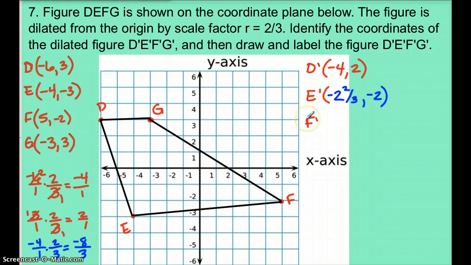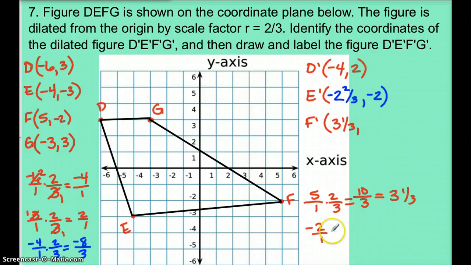For F prime, we have 5, -2, so put this down over here. I have 5/1 times 2/3, go straight across, 10/3, and that ends up being 3 1/3 when you divide that out. The second coordinate for F was -2, so I'm going to have -2/1 times 2/3. Again, I can't cancel, so I'll just go straight across. -4/3, which is -1 1/3.